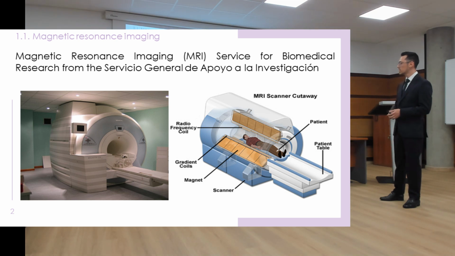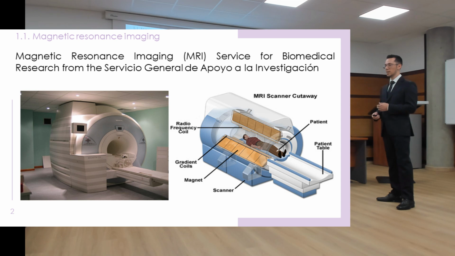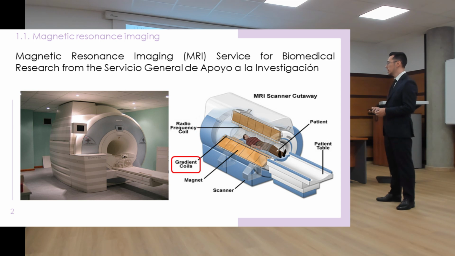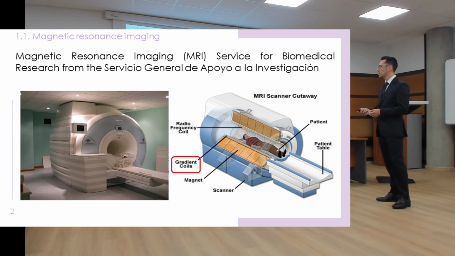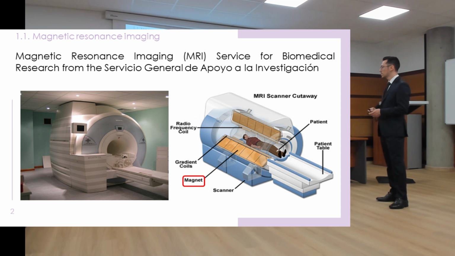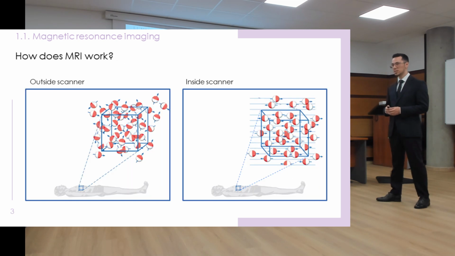So here you can see a typical MRI scanner and its structure. There are 3 magnetic fields interacting to generate an image of the brain. First, the one generated by the radio frequency coils, then the magnetic field generated by the gradient coils, and the biggest part, which are the coils producing the static magnetic field.